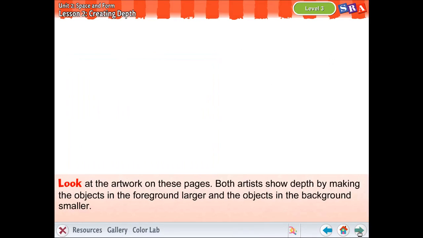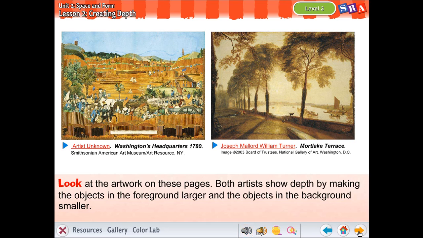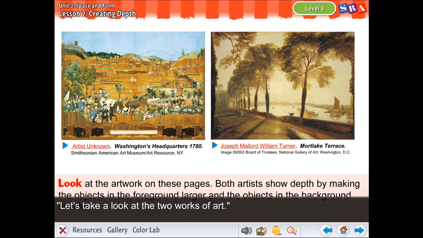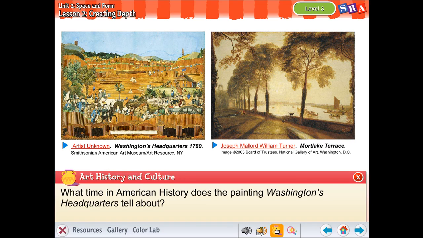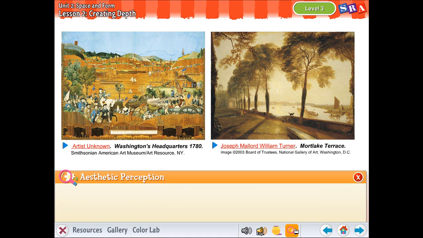So let's start. You're going to look at the 2 artworks on these pages. Both artists show depth by making the objects in the foreground larger and the objects in the background smaller. Let's take a look at the 2 works of art. What time in American history does the painting Washington's Headquarters tell us about? Let's look at the title. Artist unknown, Washington's Headquarters, 1780. If you don't know off the top of your head, you might want to look that up. We're going to look at it in a few minutes.